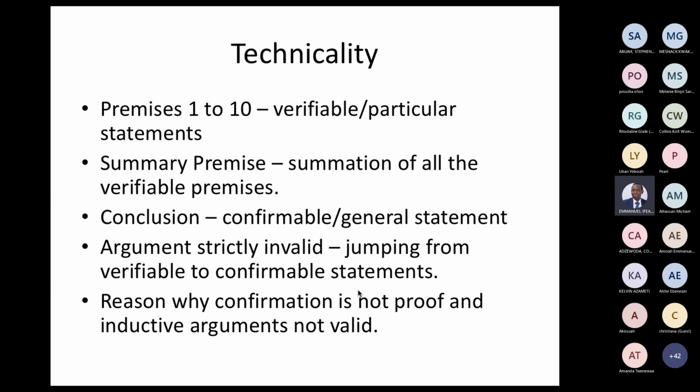Now, let's look at the technicality. Premises 1 to 10 are verifiable or particular statements. The summary premise is a summation of all the verifiable premises, and then the conclusion is a confirmable and general statement. So the argument is strictly invalid because it involves jumping from verifiable to confirmable statements. And that's the reason why confirmation is not proof and inductive arguments are not valid.